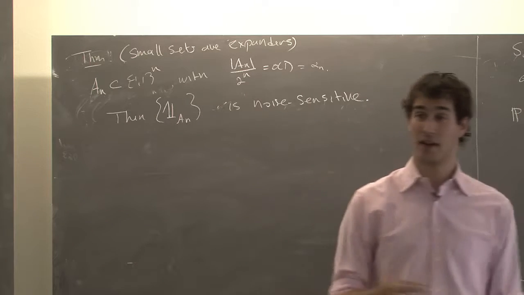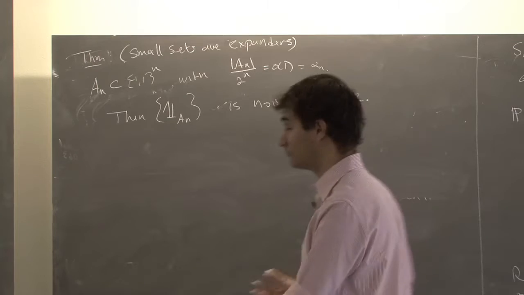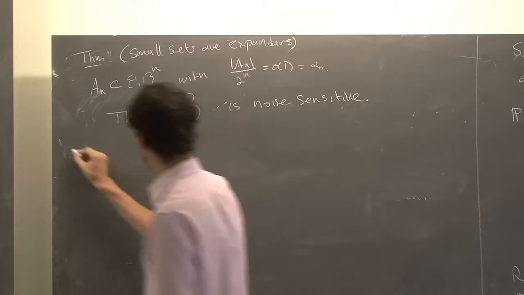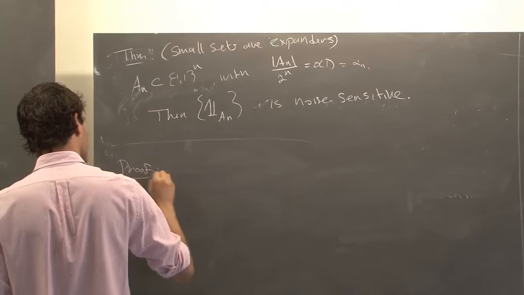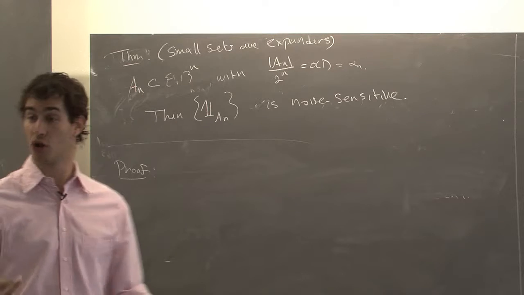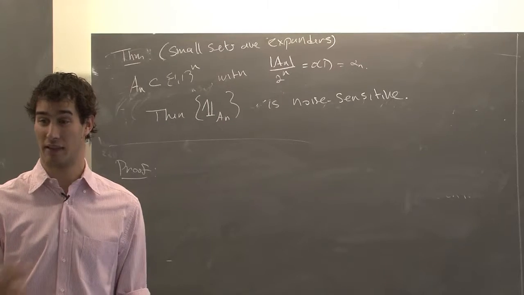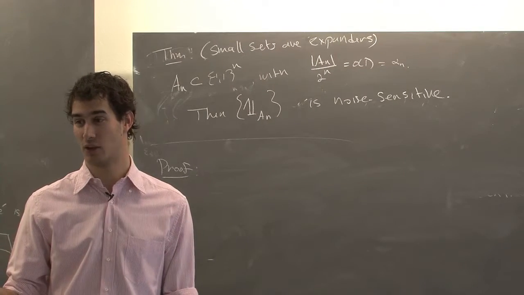Then if I look at the sequence of indicators of the set, this will be a noise sensitive sequence. Make sure I do this right. It's not a very difficult proof, but let's just make sure. So in order to look at noise sensitivity, I'm always going to have to look at how a function relates to its slight noising, right?